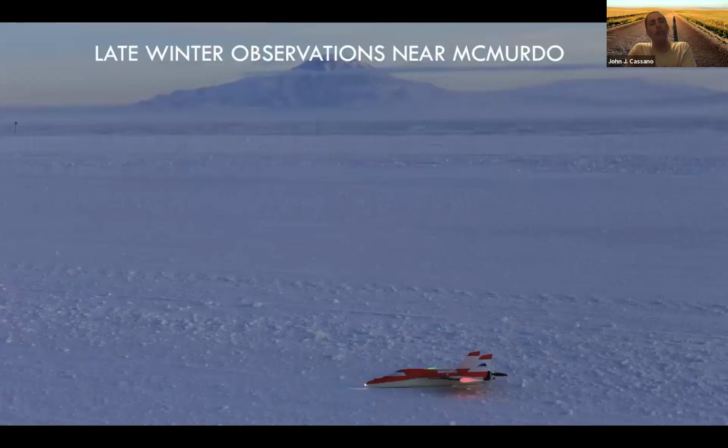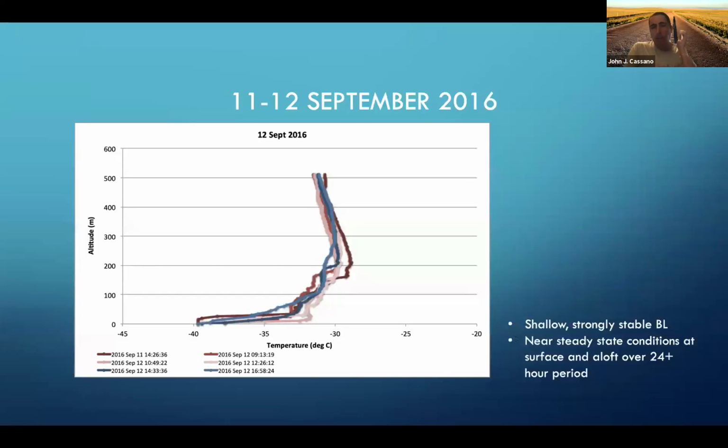So I'll show you a few observations that we made late winter at Pegasus Runway right near McMurdo Station, just to give you a sense of what types of information you get by sampling the boundary layer at these sort of hourly time scales. And so each set of figures that I show you will be the same. It'll be temperature and height over the lowest 600 meters of the atmosphere. The colors just show different times, usually over the span of about 24 hours.